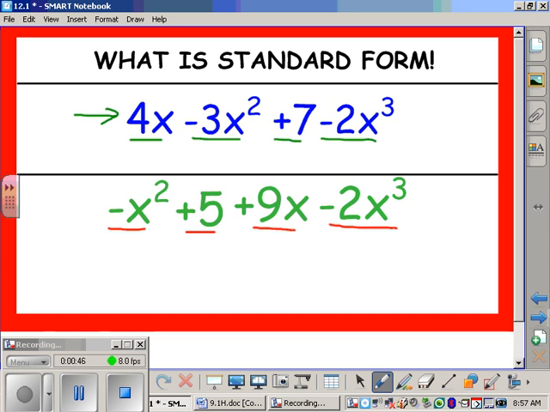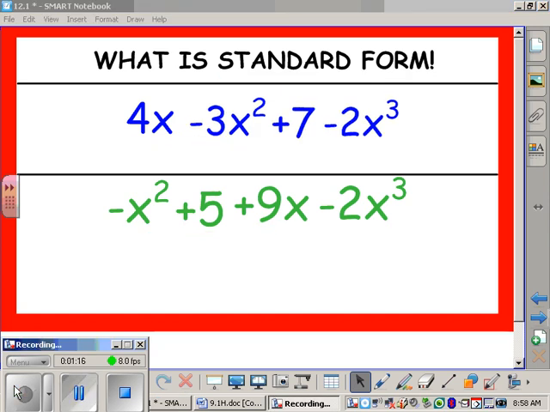When you're dealing with polynomials, you want to make sure that you write them in what we call standard form. Standard form is determined when you write the terms in order from highest exponent of the variable to the lowest exponent of the variable. So let's take a look at these two problems again, but this time we're going to rearrange them so they are in standard form.